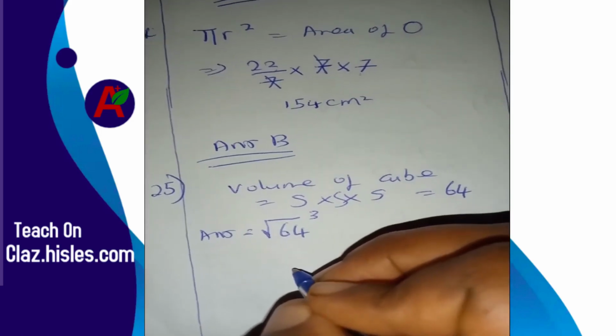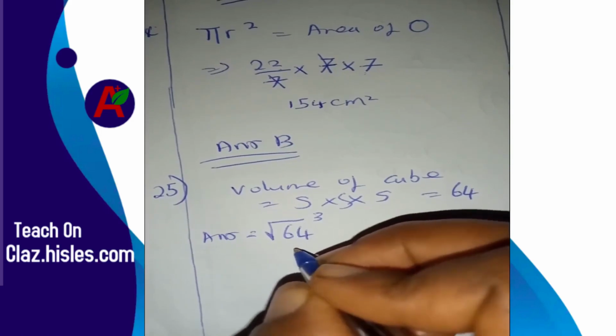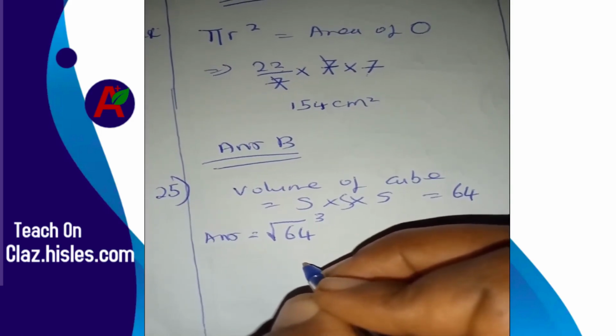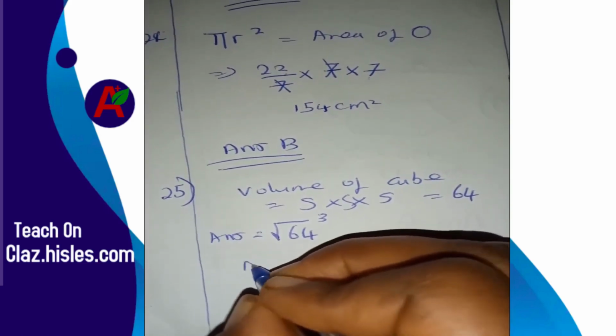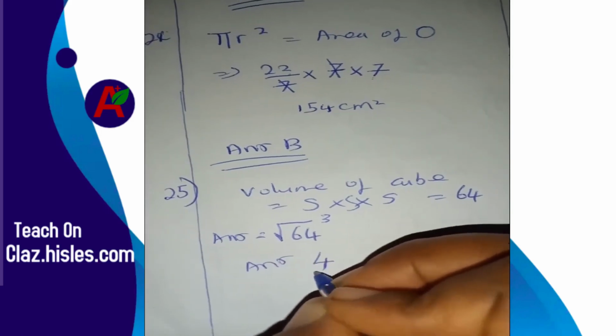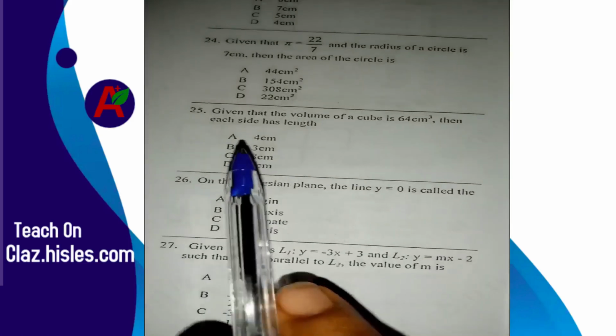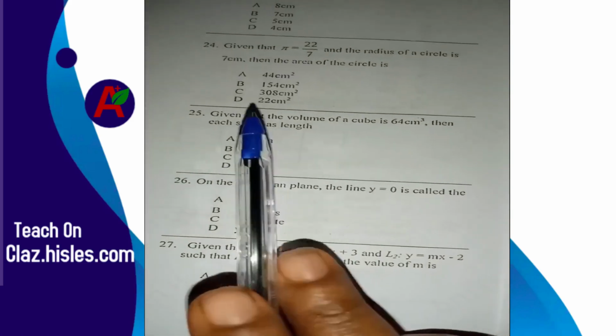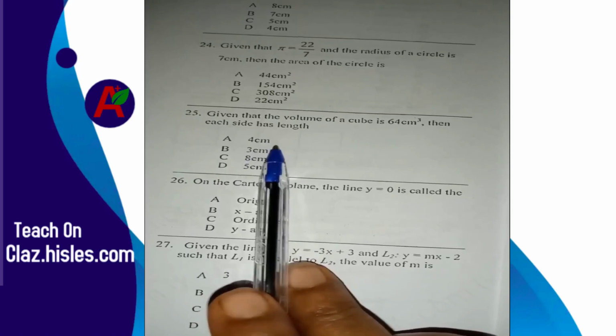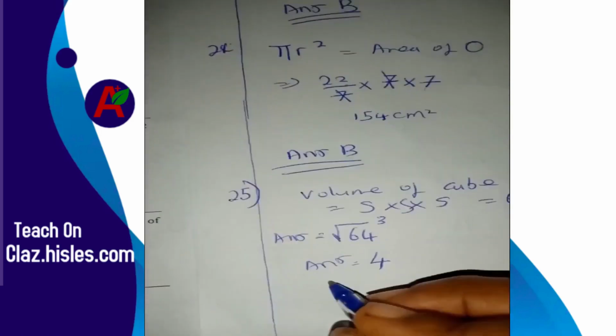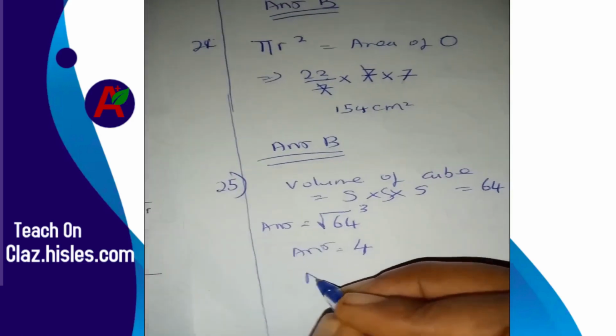The cube root of 64 is 4. Cube root of 64 is definitely 4. So the answer to number 25 is 4. Do we have the option here? 4 centimeters is our option A. So number 25, our answer is A.